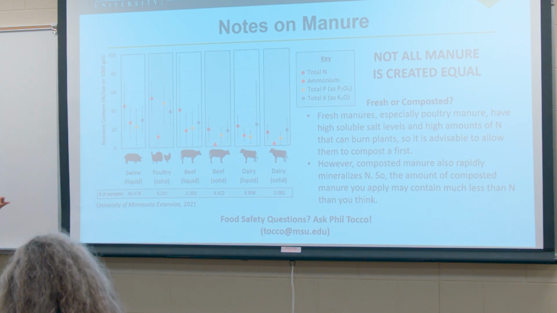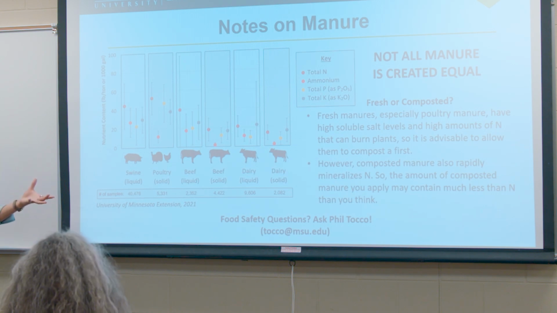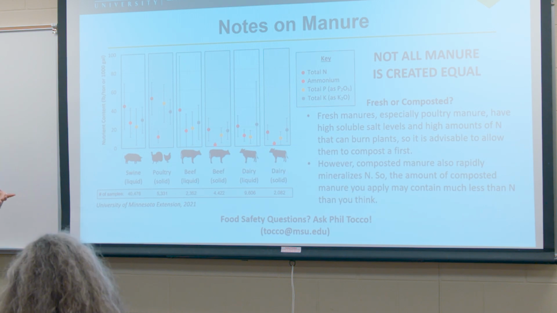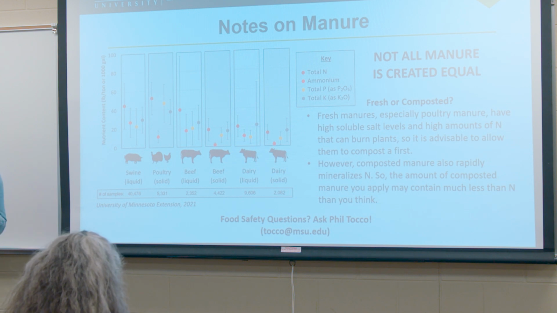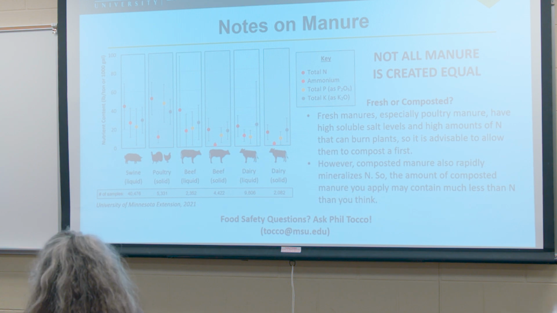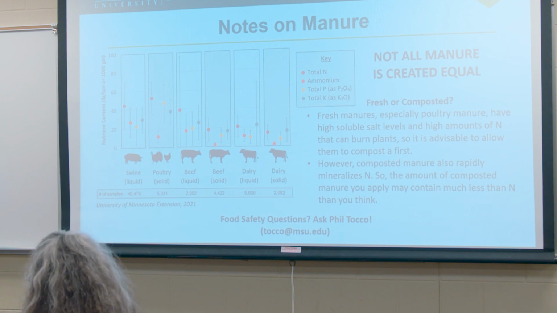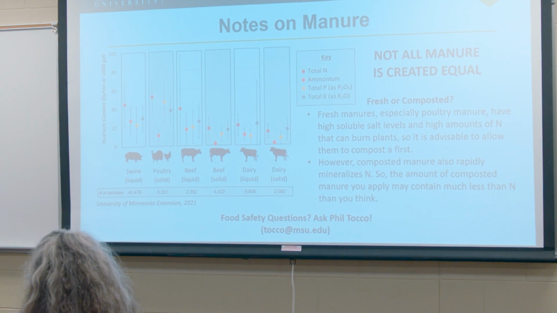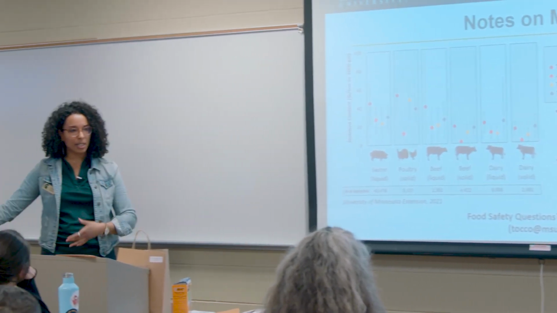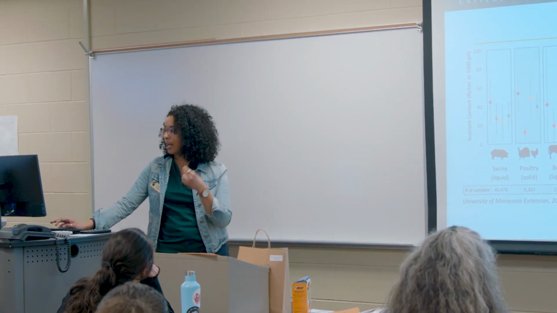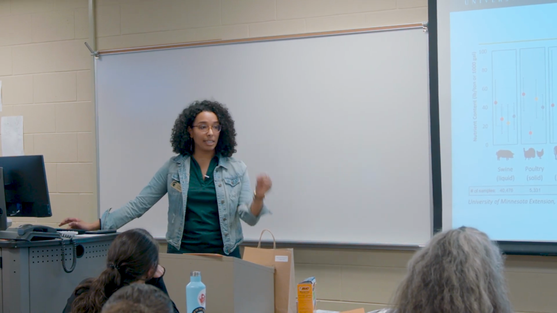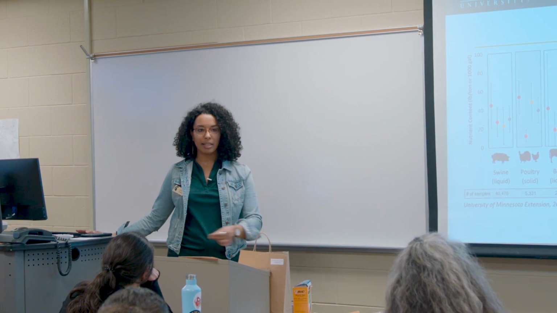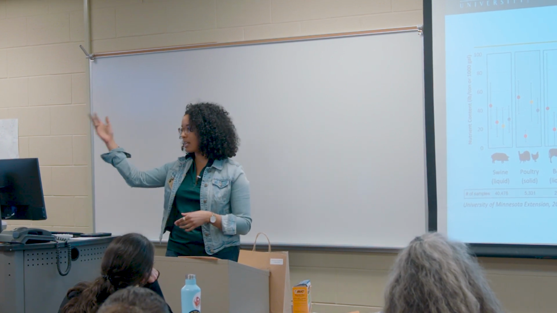Another thing, fresh manure can have higher salt levels and higher amounts of nitrogen that can burn a plant. So considering that, when we're applying fresh manure, maybe that's something that needs to be composted first. And then another thing to think about, composted manure rapidly mineralizes or loses nitrogen to the air, right? It's a natural process in composting. So composted manure might not contain as much nitrogen as you originally thought it would. Now it is still a nutrient source. That composted manure still has nutrients in it, but it's not as much as fresh.